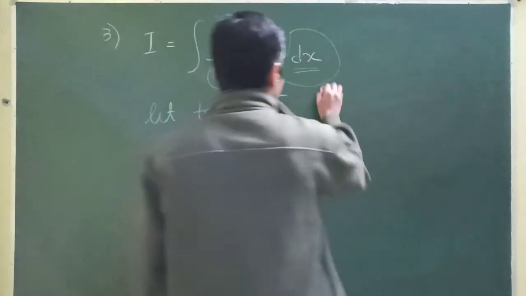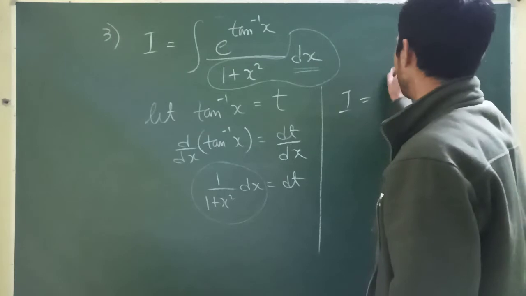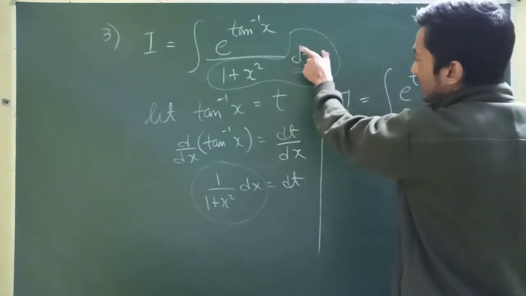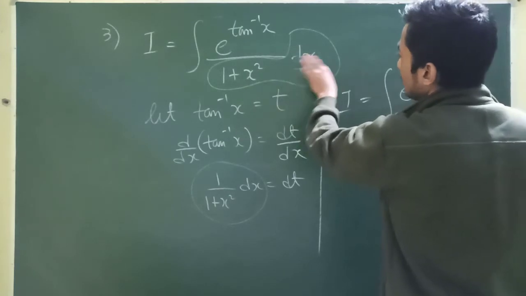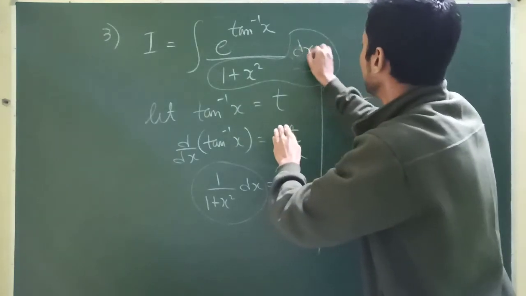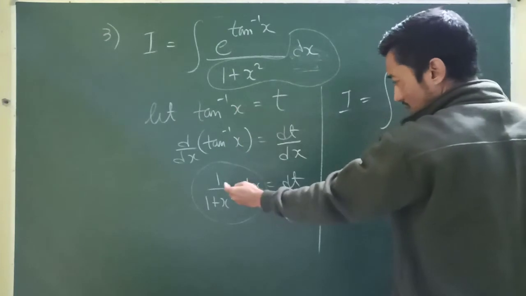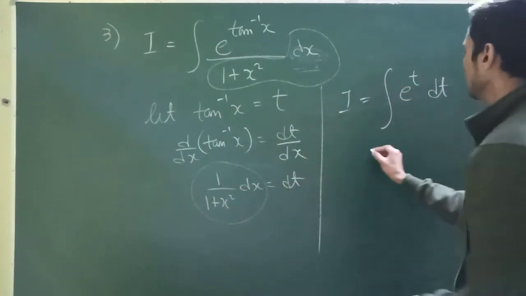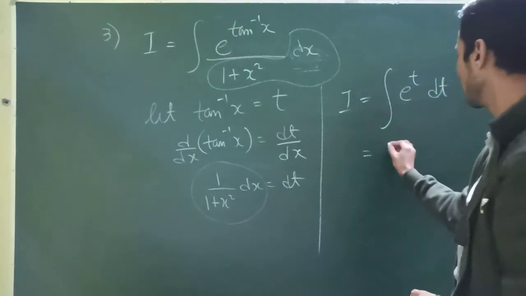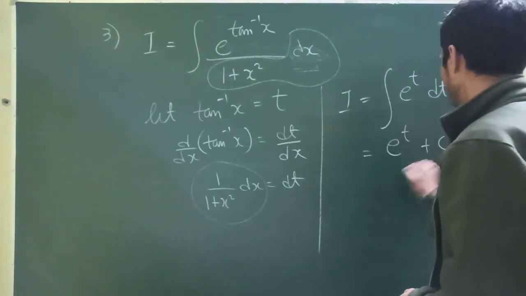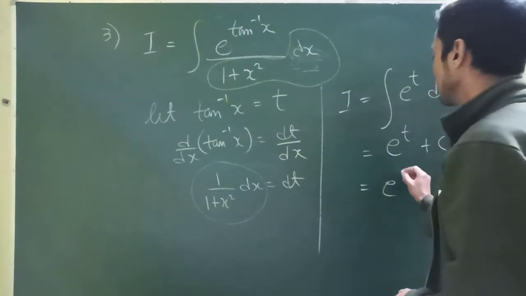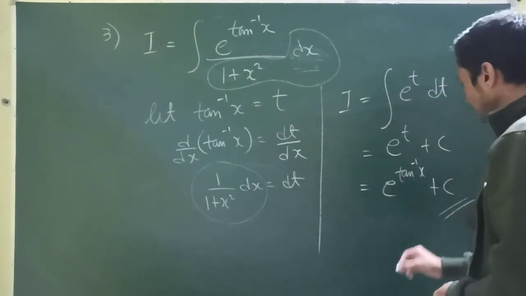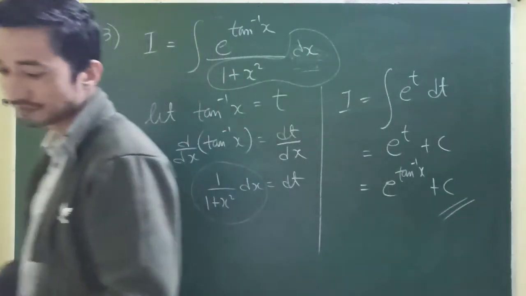Okay, so then my function I becomes e power t, because this is t. Now this whole term, dx by 1 plus x squared, this is always on the numerator side, isn't it? That we know. The whole term can be written as dt. So the integration of e power t is what? E power t plus c. So e power, what was t? Tan inverse of x plus c.